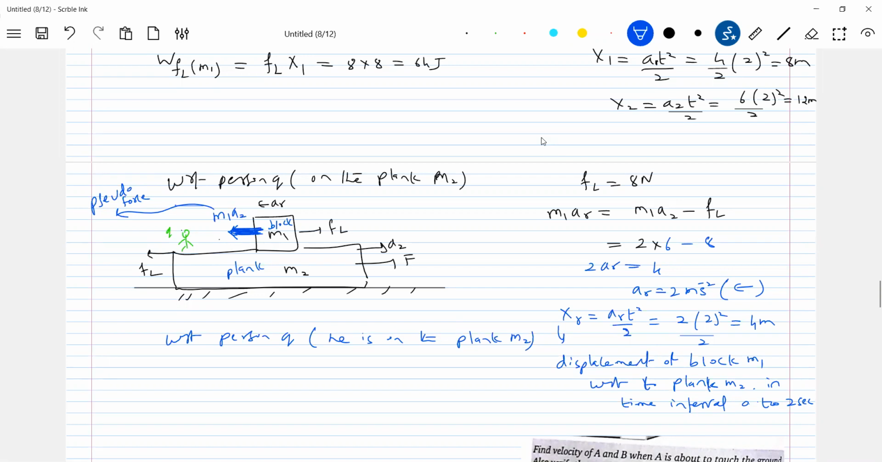So what equation will you write now? FL into XR, not X1, and I'll put a negative sign. Why a negative sign? FL is acting towards right, but the displacement of the block with respect to the plank is towards left. We know the value of FL: 8 Newton. Displacement of the block is 4. So minus 32 joules. Just look at the thing here.